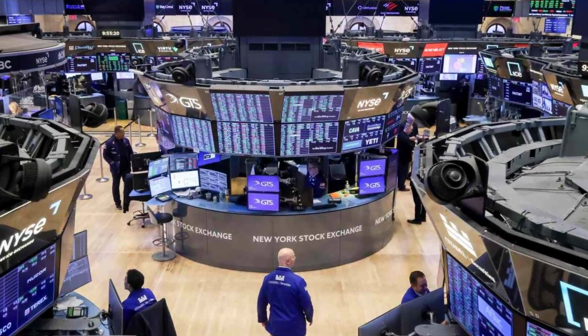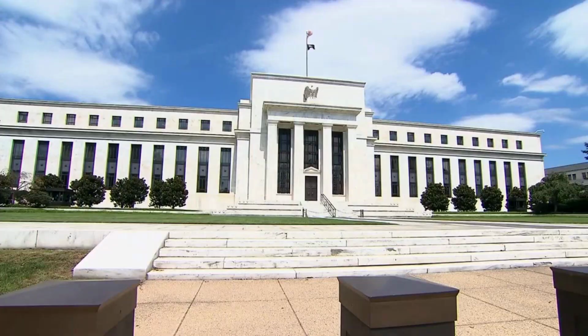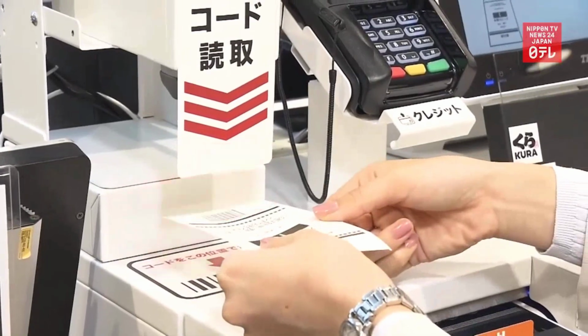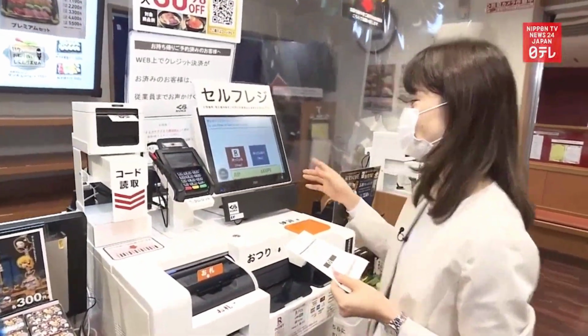A central bank economist puts it simply: higher rates attract capital, and capital moves currencies. It is a direct line from policy decisions in Washington and Tokyo to the price of a sushi dinner in New York or a cup of coffee in Osaka.